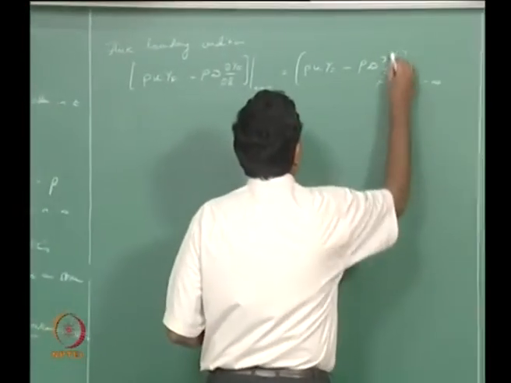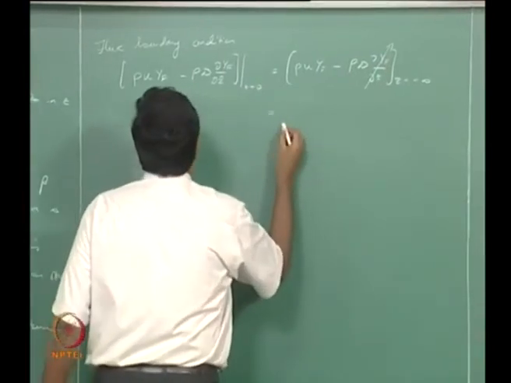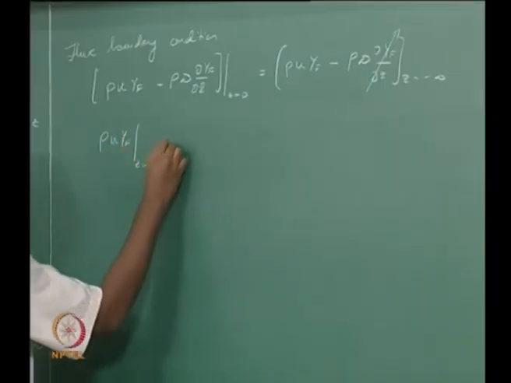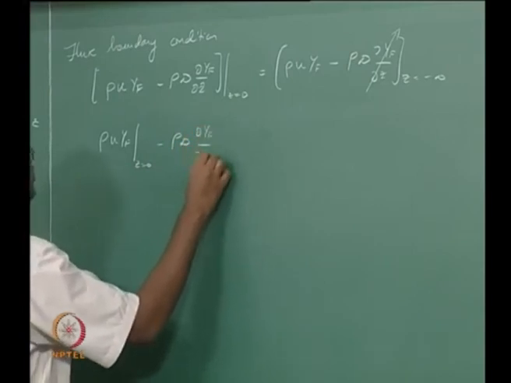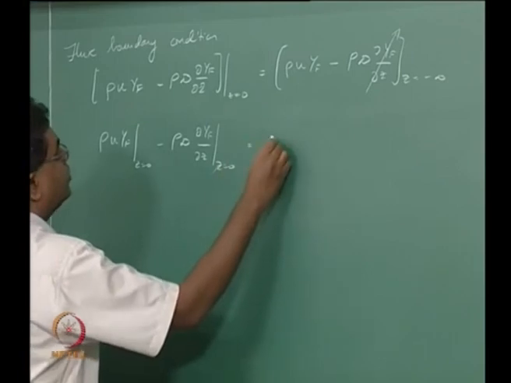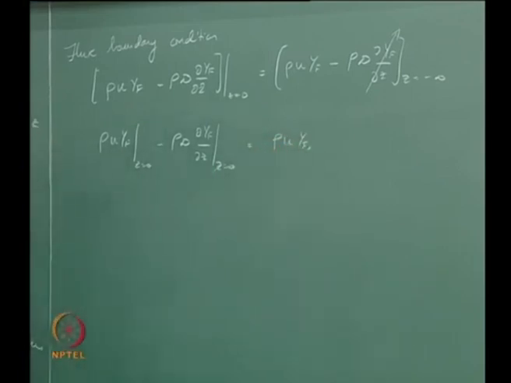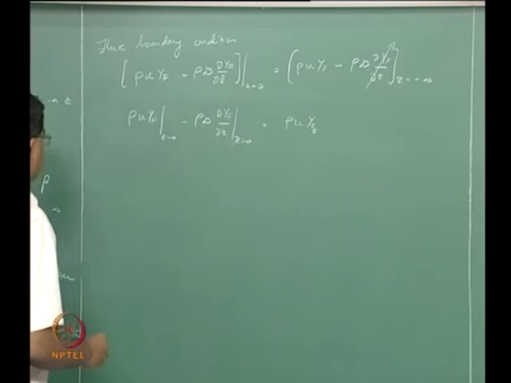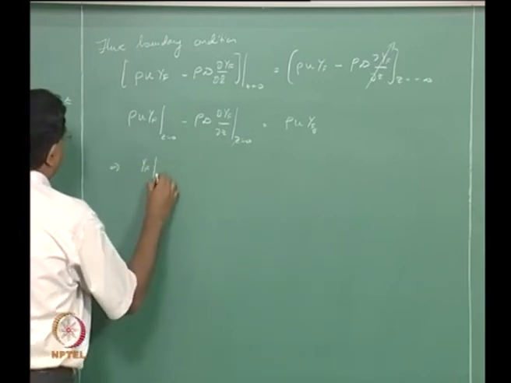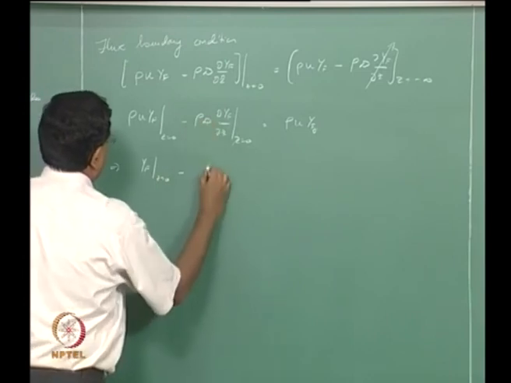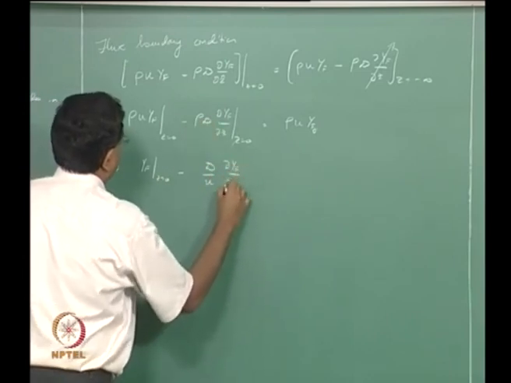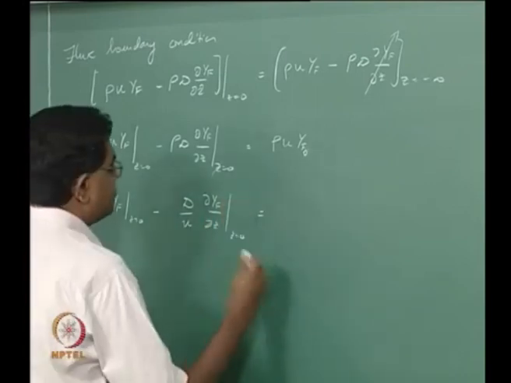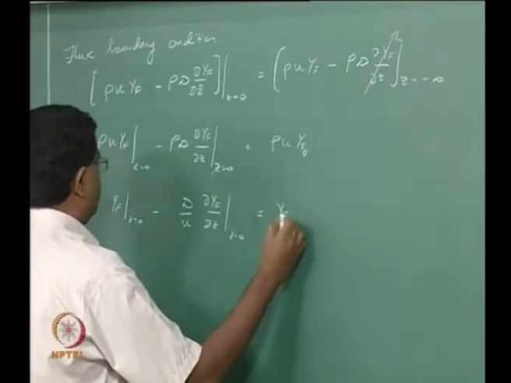So this goes away and you can directly now say rho u Y_F at z equal to 0 minus rho D dY_F/dz at z equal to 0 equals rho u Y_F0. And then you can say Y_F at z equal to 0 minus D over u dY_F/dz at z equal to 0 equals Y_F0.